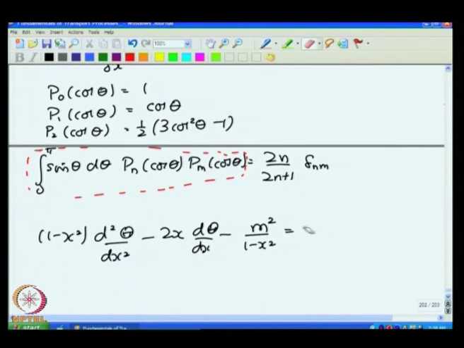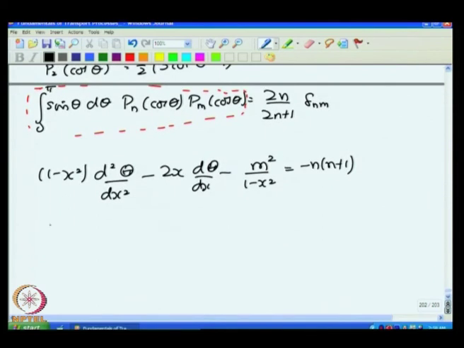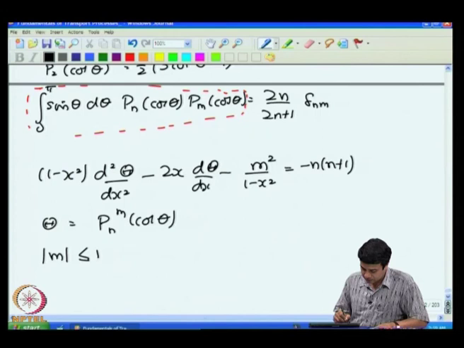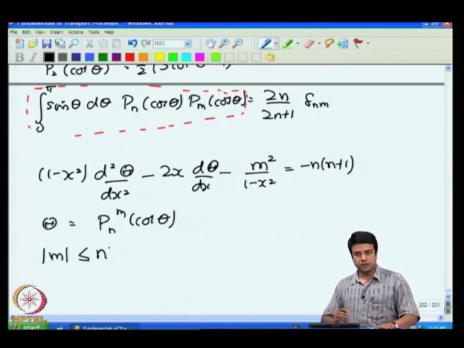This has to be equal to minus n into n plus 1, where n is an integer. The solution for theta is equal to P n m of cos theta, where solutions are convergent and exist only if the modulus of m is less than or equal to n. Therefore, m can vary only between minus n and plus n in this particular case.